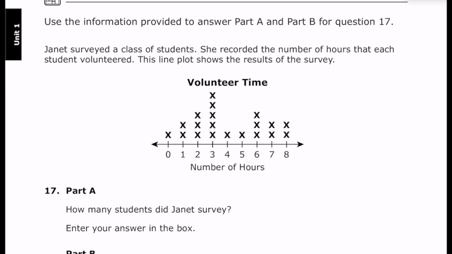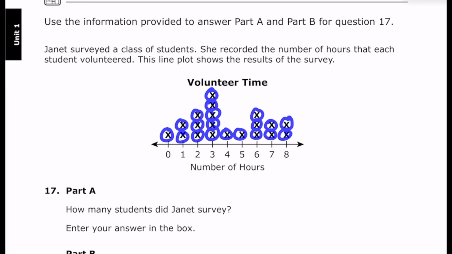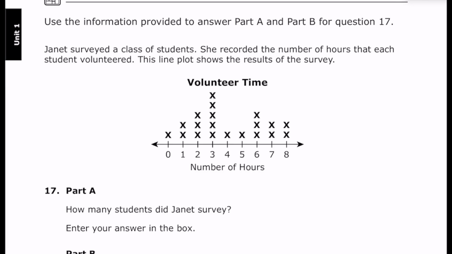But the first question here, it says, how many students did Janet survey? Well, that's just the number of x's. So here's 1, 2, 3, 4, 5, 6, 7, 8, 9, 10, 11, 12, 13, 14, 15, 16, 17, 18, 19, 20. Looks like there are 20 different people surveyed. So we can say that there would be 20. Again, don't feel the need to put the units on. If they're just asking for a number, just put the number in.